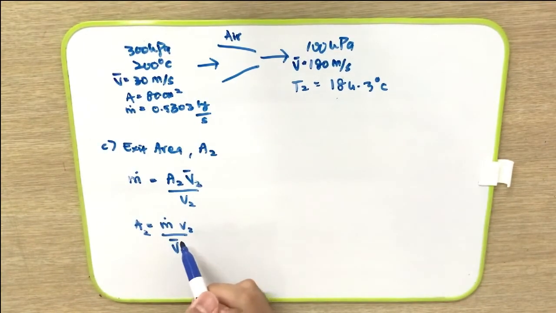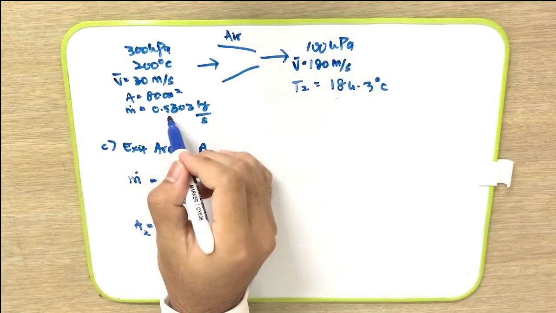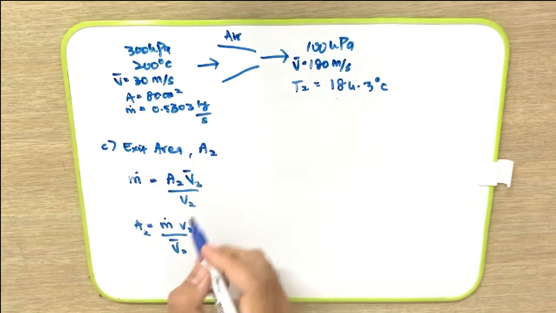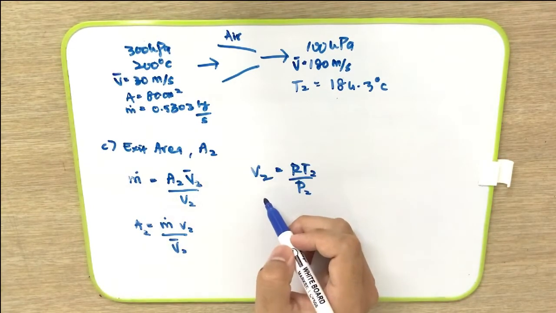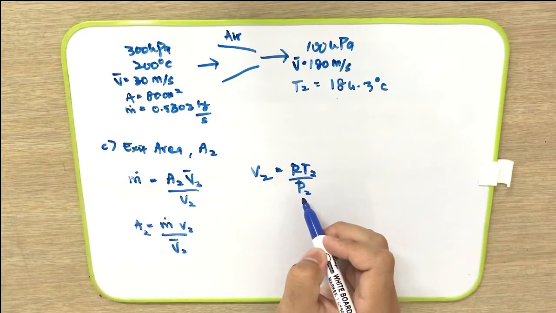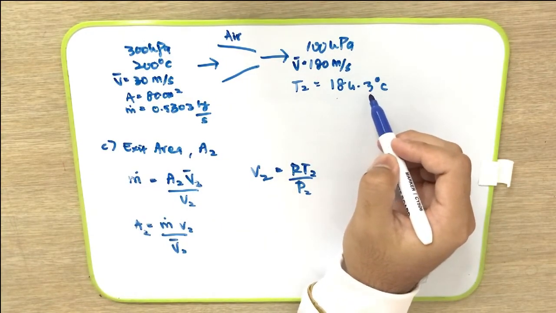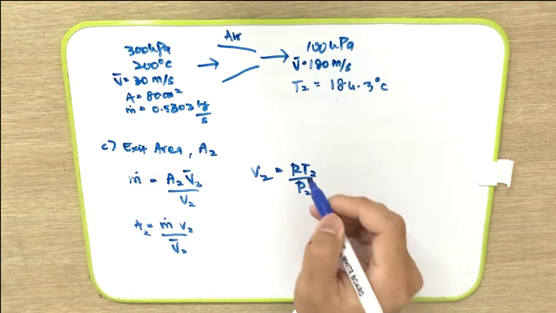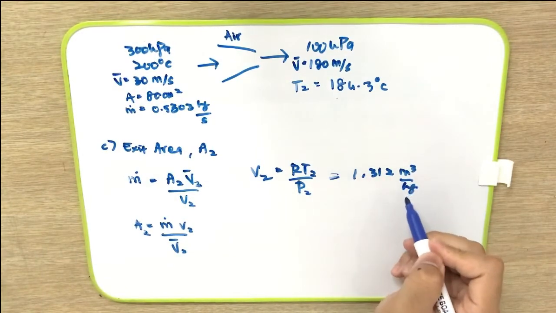After we rearrange, we will get A2 is equal to m v2 over velocity at state 2. We are given the velocity at the outlet. The m we have found just now, which is 0.5303 kilogram per second, and now we need to find the specific volume at state 2. We can find the specific volume at state 2 is equal to R T2 over P2 by using the ideal gas equation. T2 and P2 we have already. T2 is equal to 184.3 degrees C and P2 is 100 kilopascal. We substitute into this equation, then we will get 1.312 meter cube per kg.